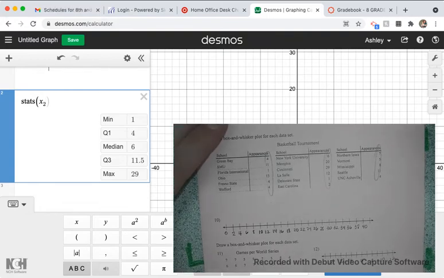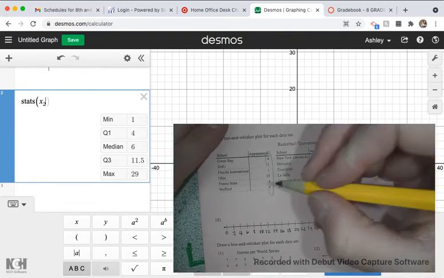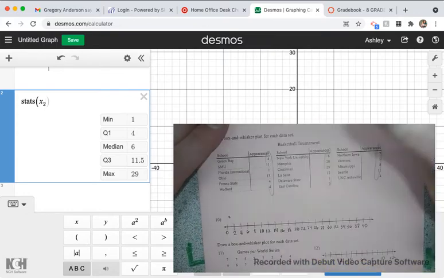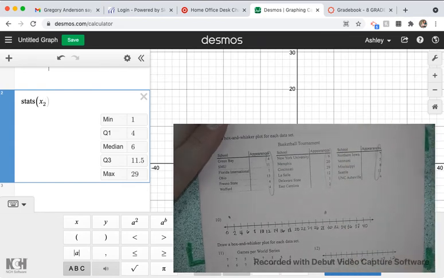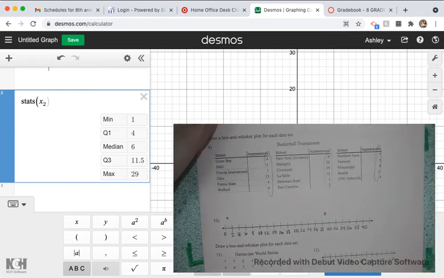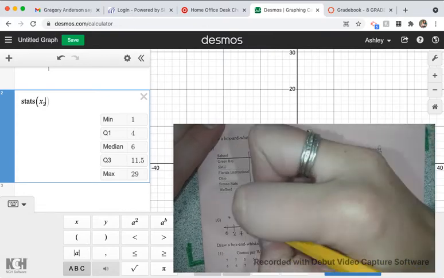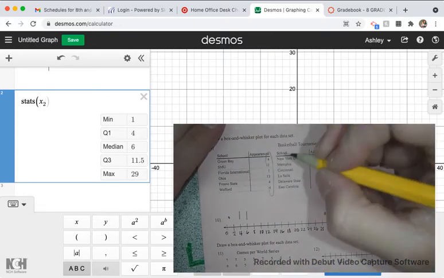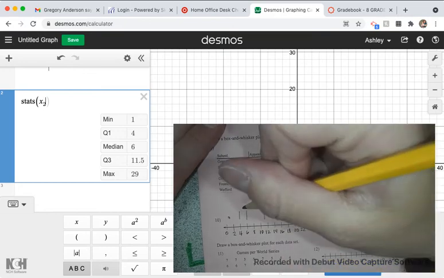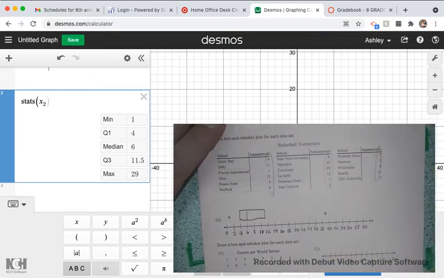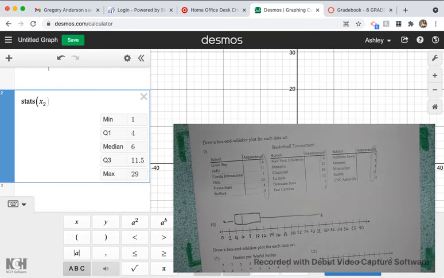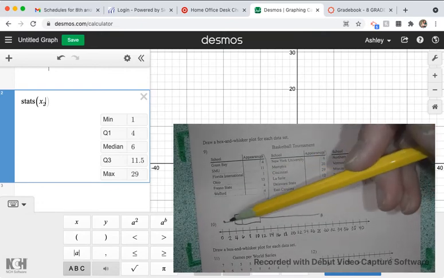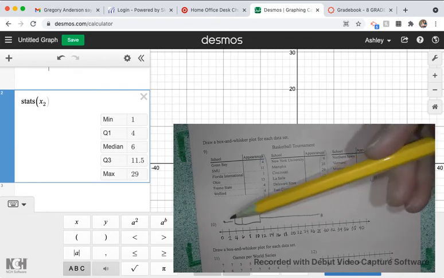So for box and whiskers, the min and the max get dots. So our min is at 1, so we put a dot here. And our max is at 29, so like here. The quartiles, Q1, the median, and Q3 all have lines. So I have a line at 4, a line at 6, and a line at 11.5. We connect the lines to make our box, and then to make our whiskers, we go from the middle of our box straight out to our dots, and that's our box and whisker plot.